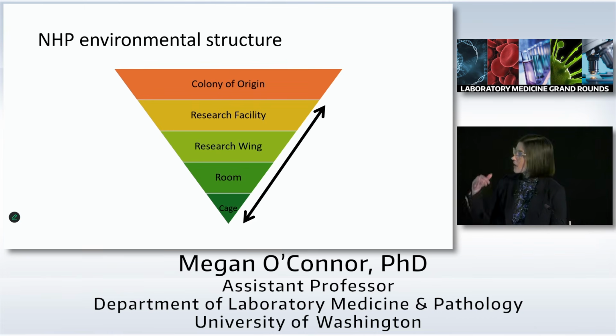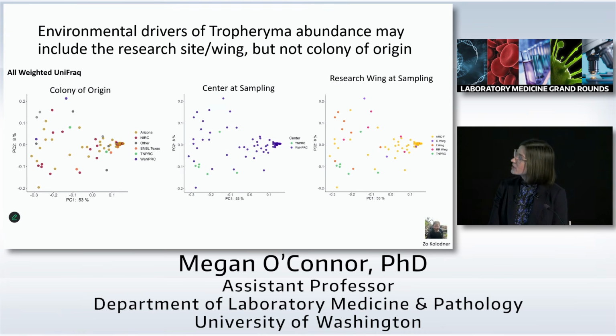So we wanted to start from a top-down approach, looking at these different factors to see which ones might be drivers of the microbial composition. So first, we started to look at the colony of origin on the left. I'm highlighting several different research sites in which these animals were born, and overall, we saw no specific relationship between the site where these animals came from and their microbial compositions. But when we started to look more at the place that these animals were living at the time of collection, that's when we started to see a little bit more differences.